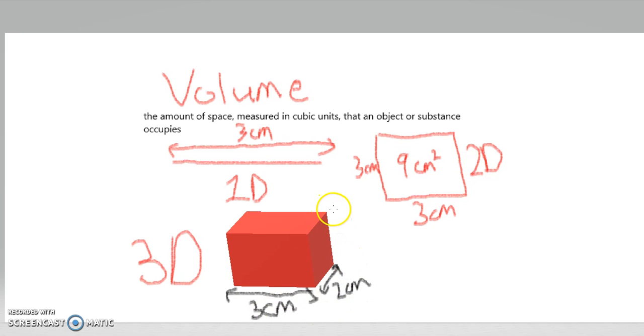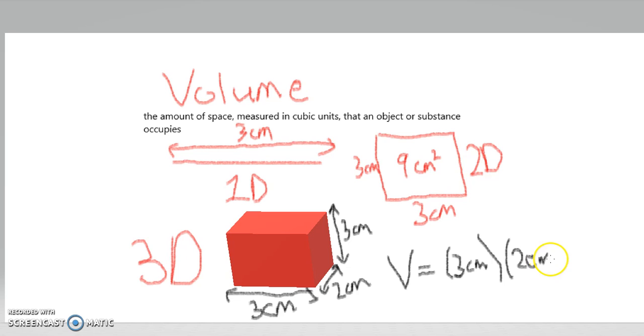But now we have our third dimension, and that's going to be our height. How tall is this thing? Let's say that this is 3 centimeters tall. Now to calculate our volume, or V, we are going to multiply all 3 of those numbers together. So it's going to be 3 centimeters times 2 centimeters times 3 centimeters. Okay. And that's going to give us our volume. So 3 times 2 is 6. Times 3 again is 18.